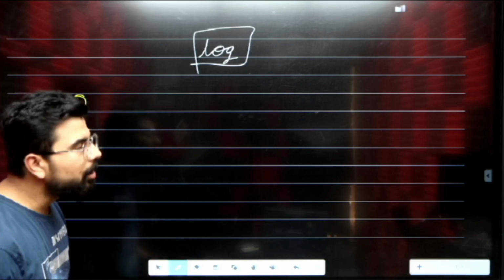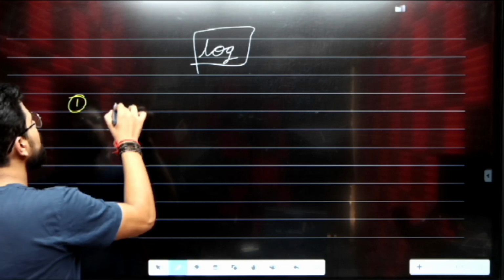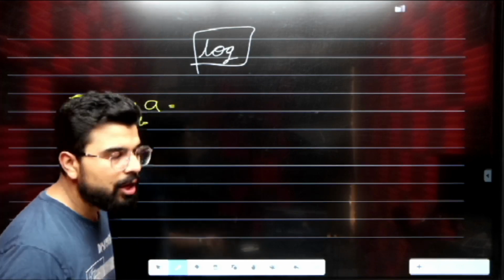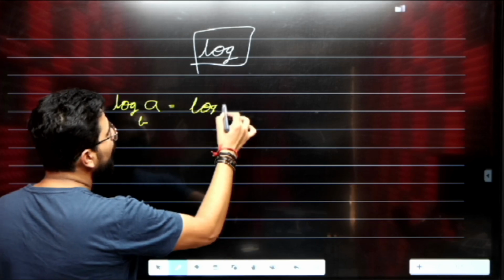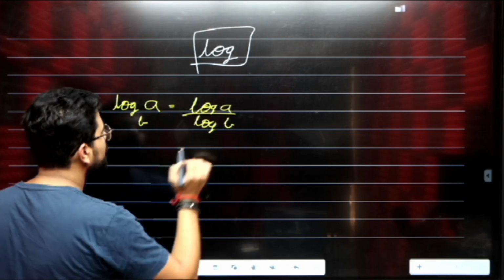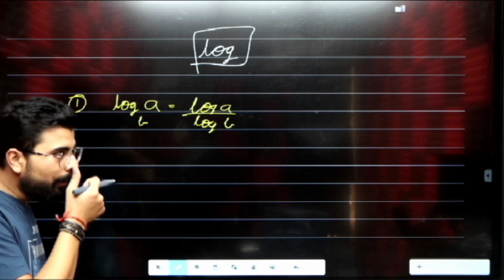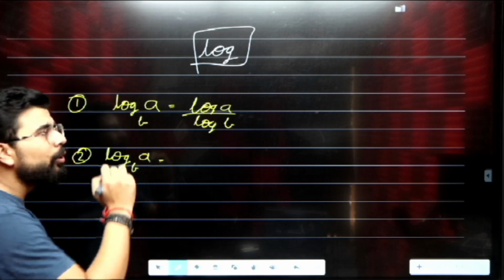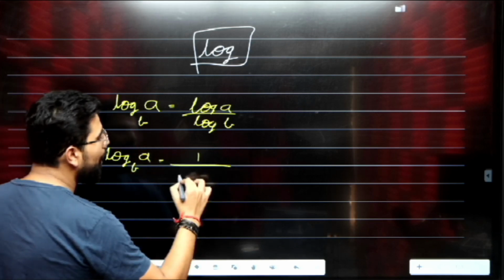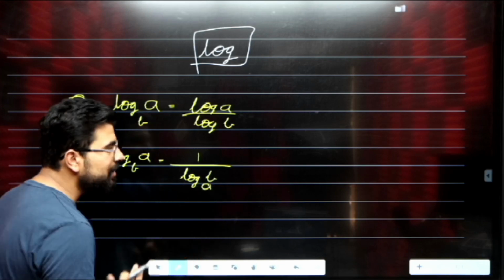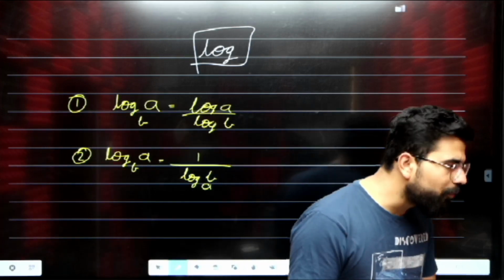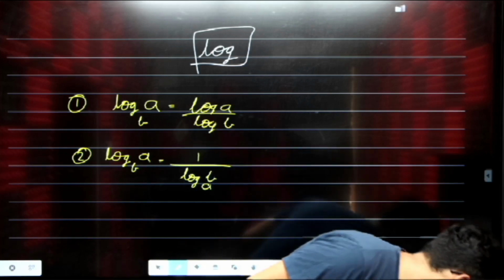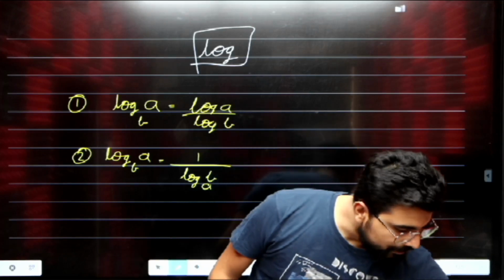So the very first was very simple: log a base b can be written as log a by log b. Yes or no? Yes. Log a base b is known as log a by log b. Now tell me one more thing. What is log a base b can be known as? Log a base b can be known as 1 by log b base a, because we are just making it inverse or reciprocal, and that's how we are defining the properties. Okay, sir. Now let's move ahead.